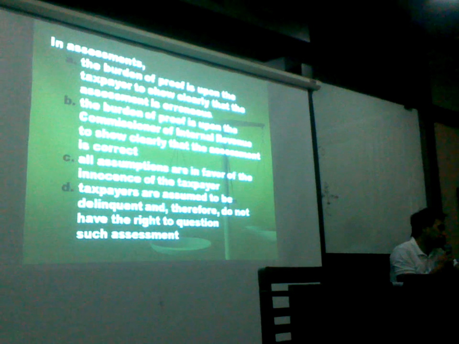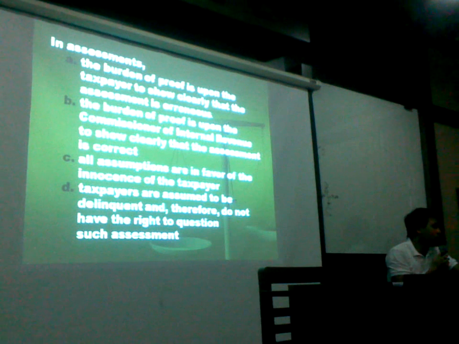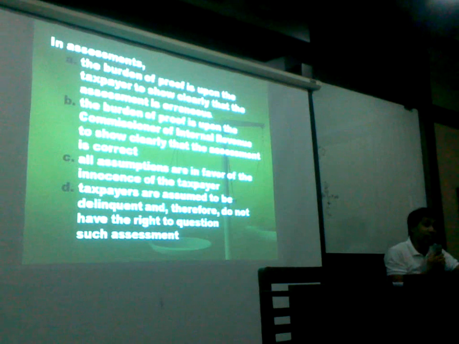Assessment is erroneous. B, in assessment, the burden of proof is upon the Commissioner of Internal Revenue to show clearly that the assessment is correct. Letter C, in assessments, all assumptions are in favor of the innocence of the taxpayer. And letter D, in assessments, taxpayers are assumed to be delinquent and therefore do not have the right to question such assessment. Letter A. Letter A, di ba?